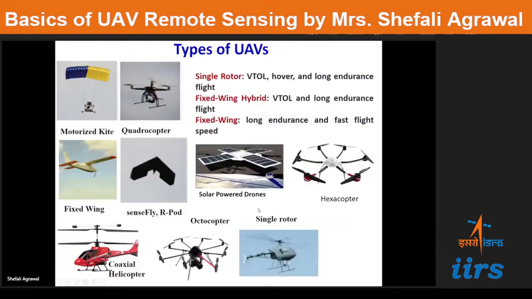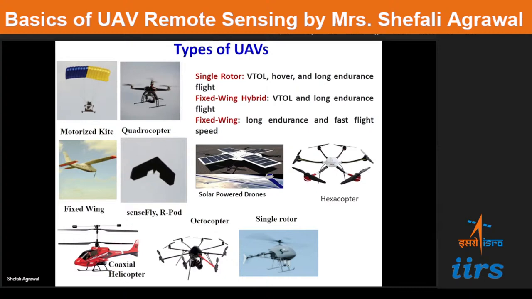And also nowadays we have a hybrid kind of drones, which look like a fixed wing, but takeoff and landing can be done with them. I mean, they can be thrown up with the hand. So they don't require a landing and launch space. They can be launched with the hand. There are solar powered drones. So there are various categories of drones which are now available in the market.